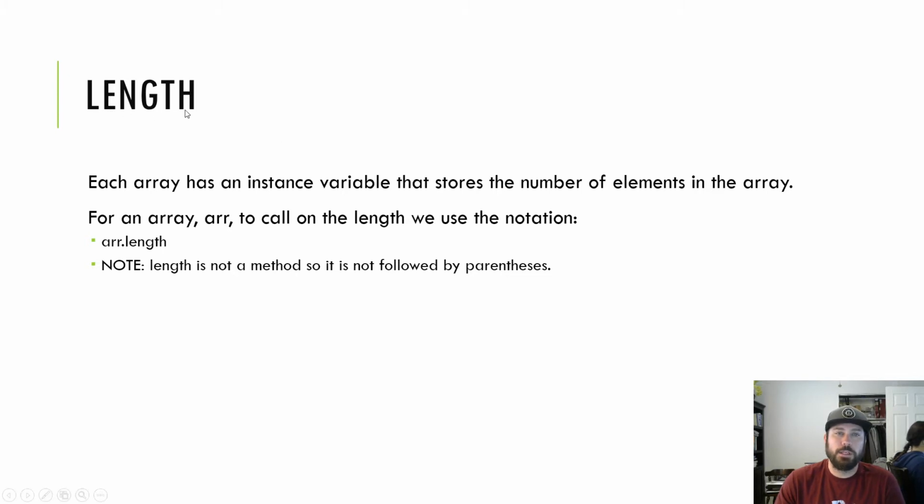Now, importantly, the length instance variable. Each array has one instance variable, which is the length that stores the number of elements in the array. So for an array, we'll again call it arr. To call on the length, we use this specific notation, arr.length. Length is not a method, so it's not followed by parentheses. This is different than the String class. In the String class, the length is a method, so we use parentheses with it. Okay, so this is different. In an array, we use length with no parentheses because it's an instance variable.